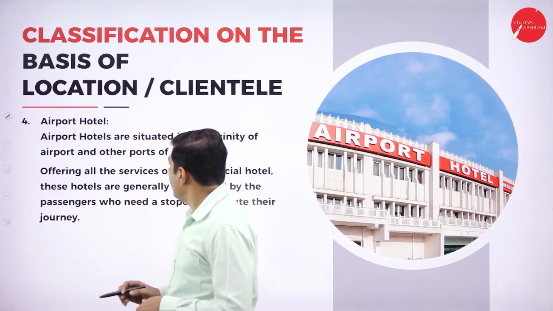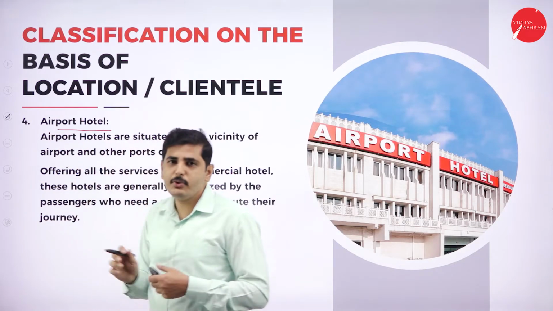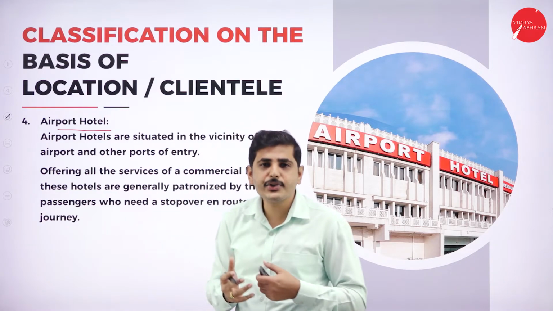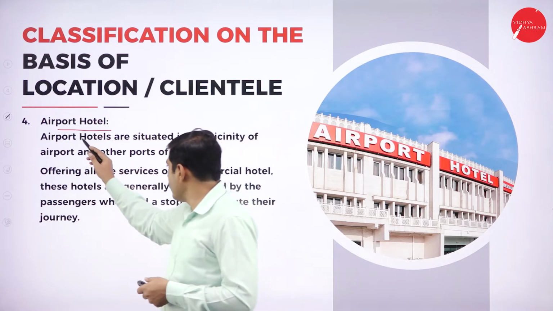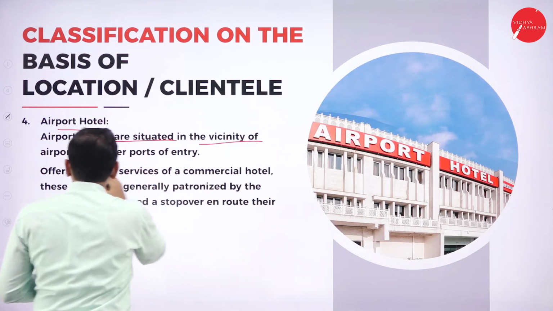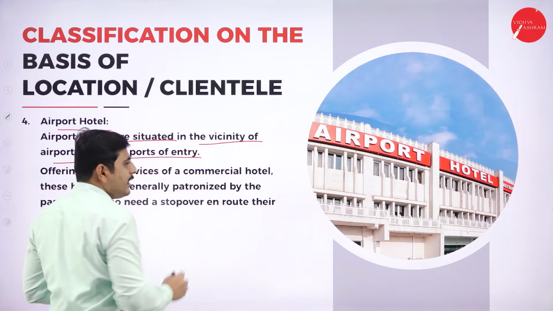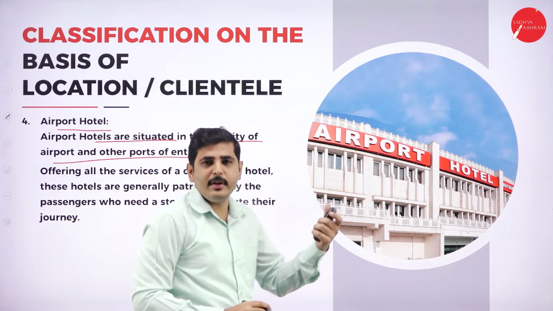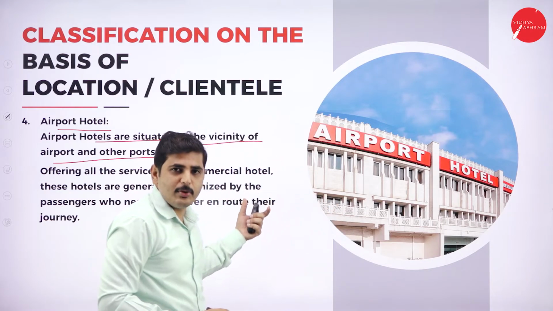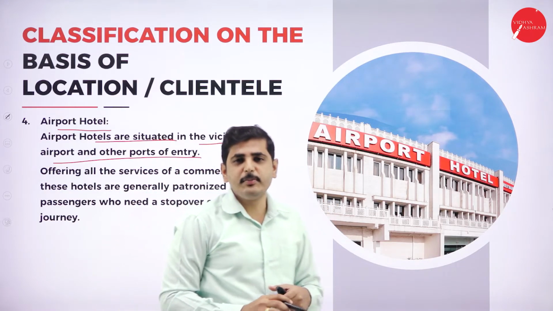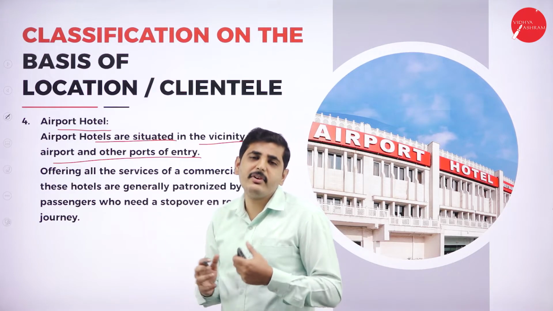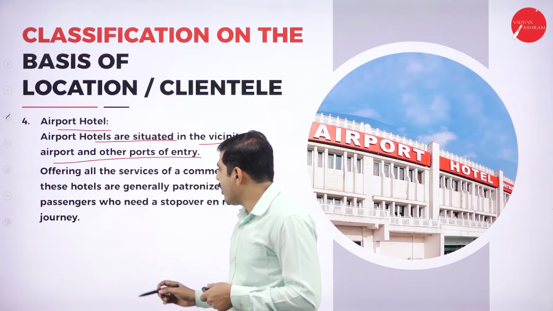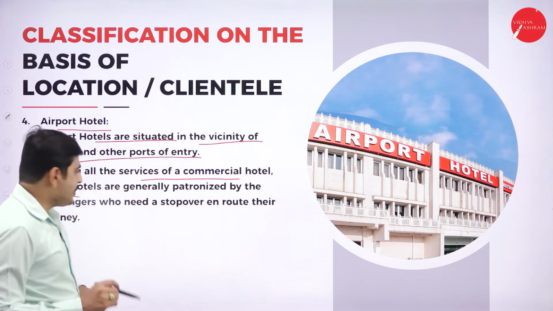Next one, airport hotels. Airport hotels are usually concentrated near the airport. So usually they will get international customers. Airport hotels are situated in the vicinity of airports and other ports of entry. It may be a seaport, or an airport, or any other vicinity of the ports. You can find these types of hotels, but usually they have to provide very standard facilities, like 5-star hotels, offering all the services of the commercial hotels.